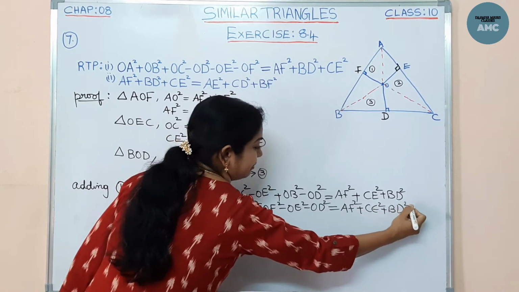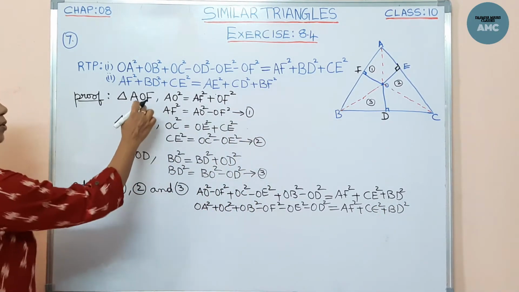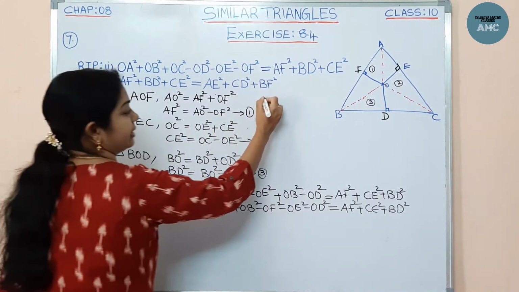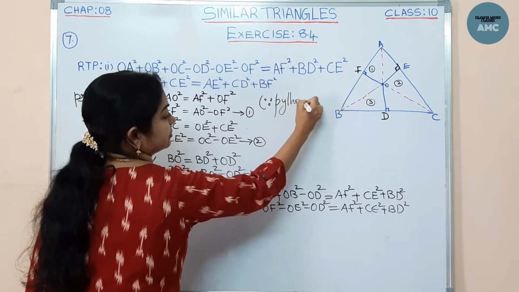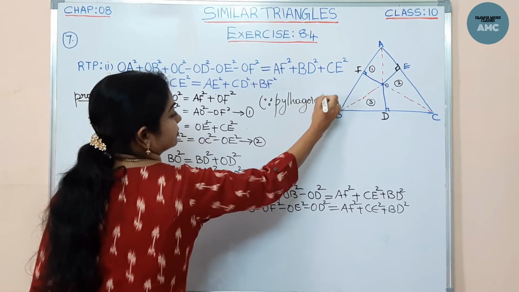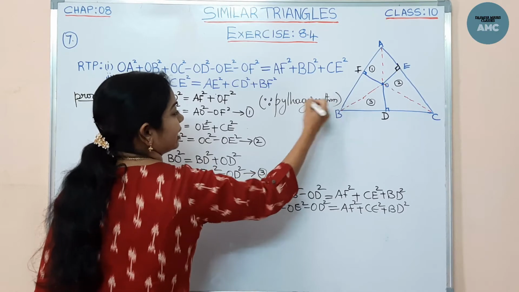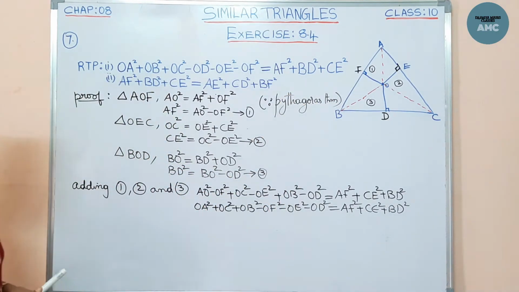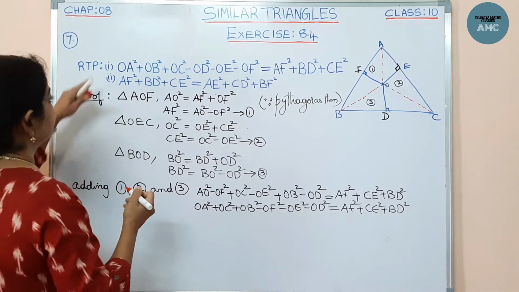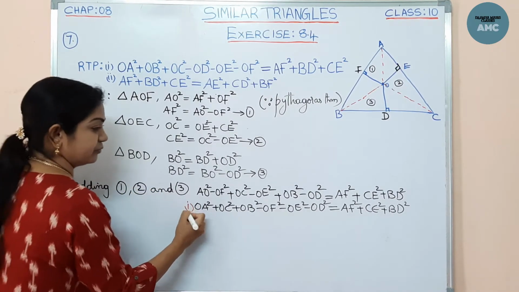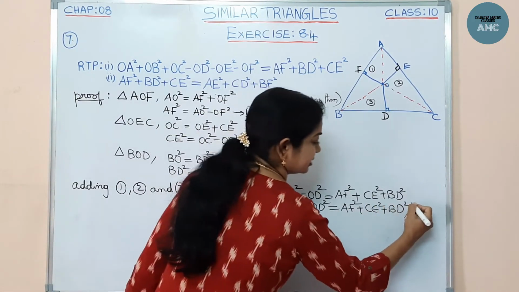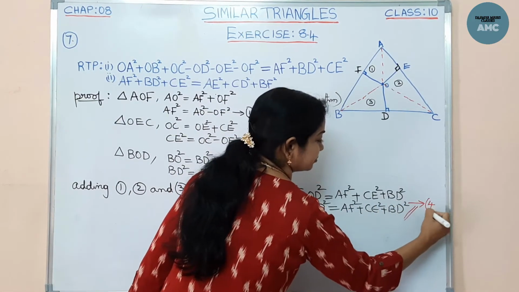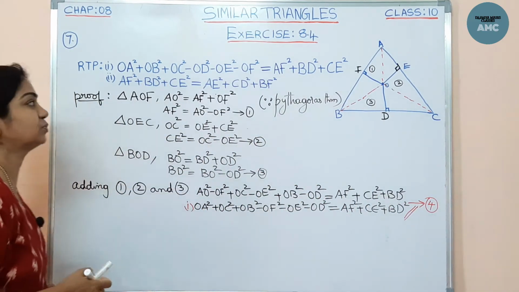This is looking very big, but it is very simple. What we did, in all the three we have applied the Pythagoras theorem. Throughout the exercise we are applying the Pythagoras theorem only. So hence proved. The first part of our equation we proved. Now let this be equation 4, that we will be using in the next one also.